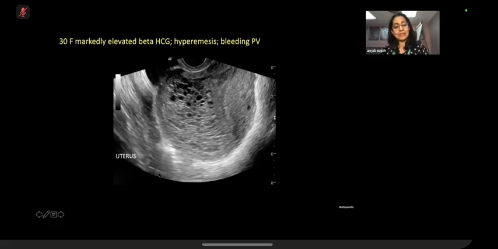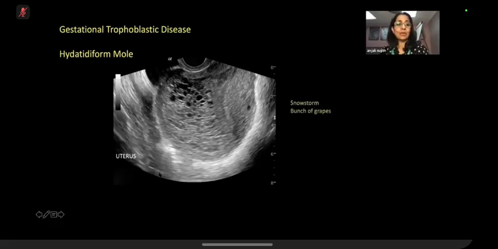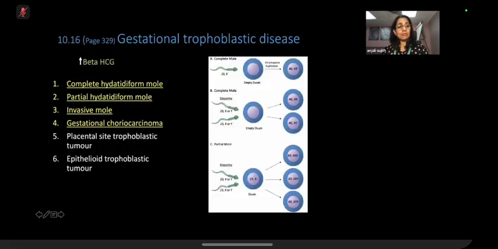That's good. Very good. So this is molar pregnancy or a hydatidiform mole. So molar pregnancy, again, it's uncommon, and it's always the result of abnormal fertilization.